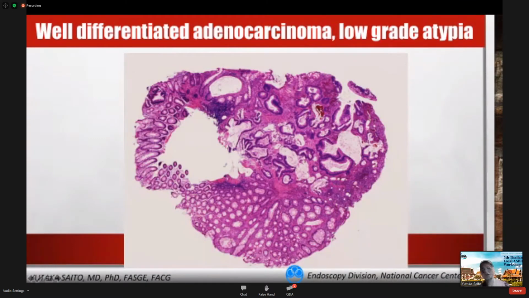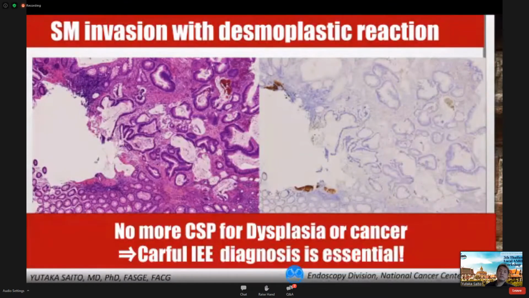But unfortunately, the doctor didn't perform any chromoscopy and performed a cold snare polypectomy for this lesion, and histology was well-differentiated adenocarcinoma. Using the desmin stain, desmoplastic reaction was observed around the tumor, and desmin stain showed no muscularis mucosae, and the desmoplastic reaction was diagnosed as caused by cancer invasion. So no more cold snare polypectomy for cancer, and image-enhanced endoscopy with chromo is really important. So keep this lesion in mind, please.